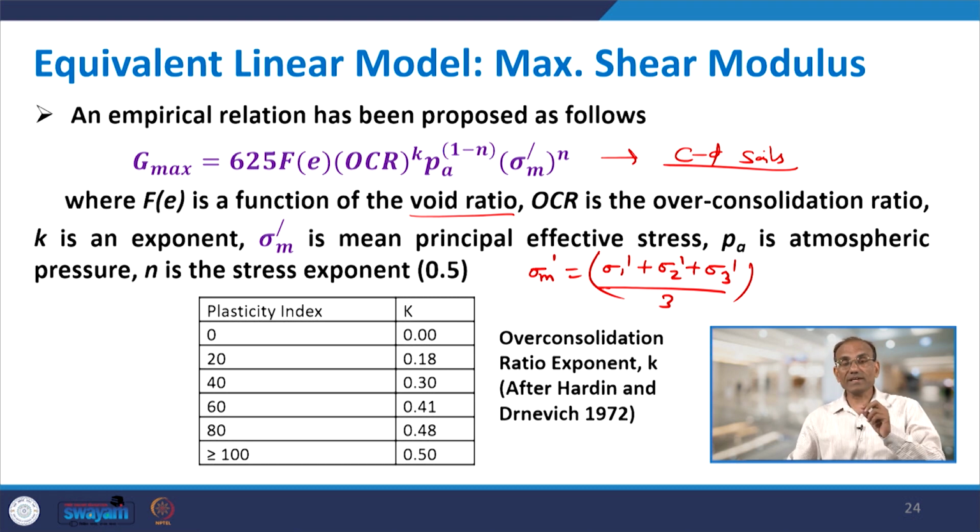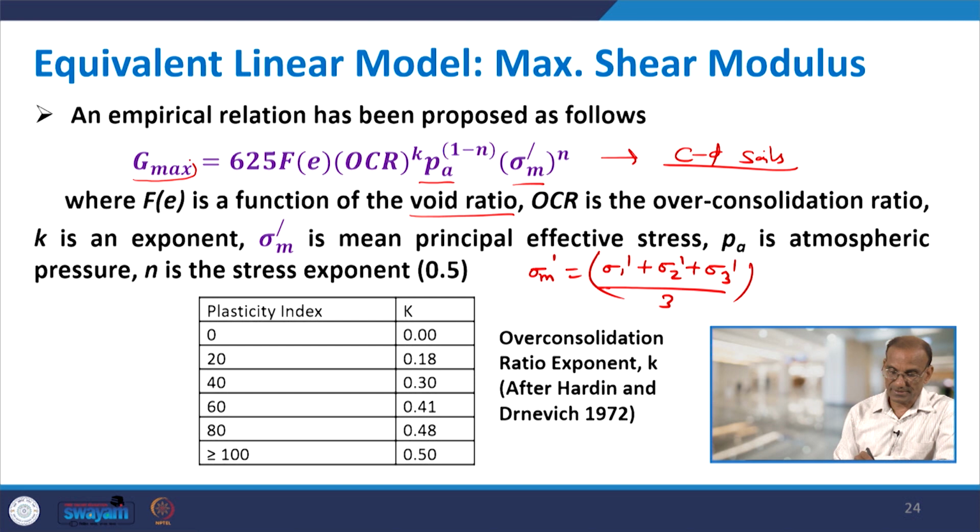Here the value of n is typically taken as 0.5. One thing to note is that Pa, atmospheric pressure, and sigma m should be in the same unit. Whatever units you select, suppose kilopascal, then Gmax will come in the same unit. If it is in kilopascal, the answer will be in kilopascal. If you select feet per inch square, it will also be in that unit. So the Gmax unit depends on the unit of Pa and sigma m, which in this formula should be kept in the same unit.